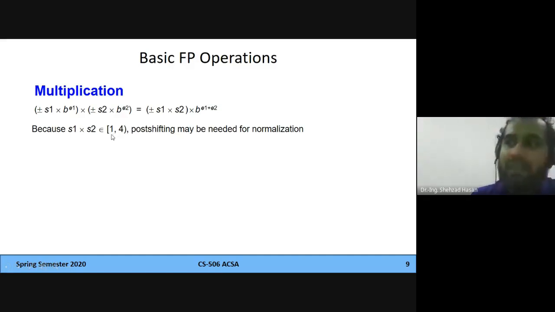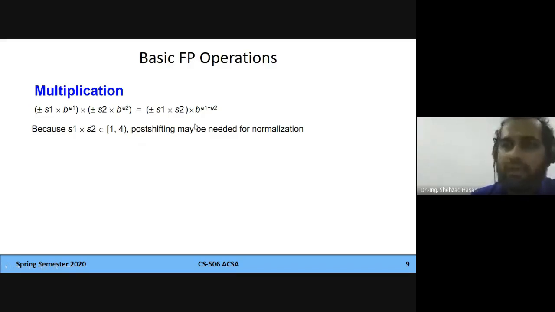Again, the same thing, that this range has an acceptable range and an unacceptable range. So the acceptable range is 1 to 2, and the unacceptable range is 2 to 4. So if your answer lies in the range 2 to 4, then you just need a single normalization shift. Okay, so that's called post shifting, that is done after the result. So remember, in addition we were doing pre-shiftings, we were trying to do it before the process, and we were doing post shiftings as well, but here we don't have any pre-shiftings, we just have post shiftings.